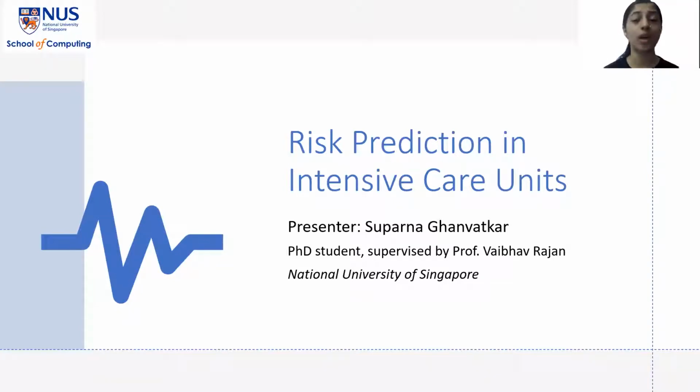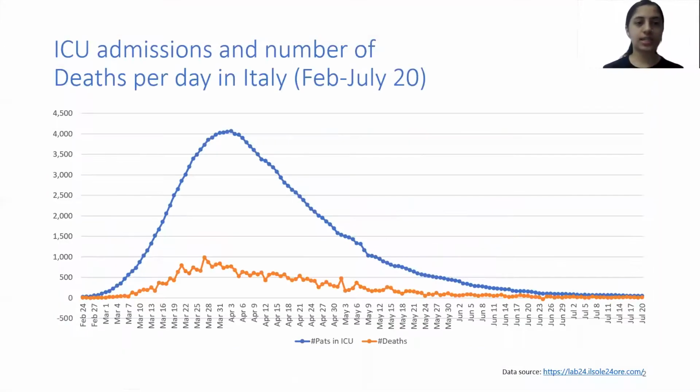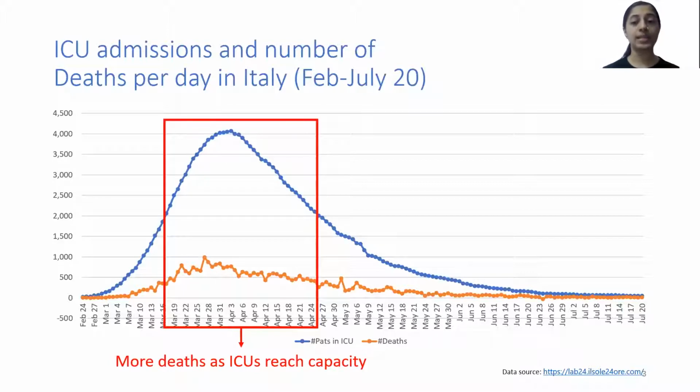Let us look at why we need to care about intensive care units. Let's consider the situation of Italy during February to July 2020, during the COVID-19 pandemic. The graph plots the number of patients admitted into the ICU and the number of deaths recorded per day. We see that as the ICUs reach their capacity, we observe more deaths recorded.